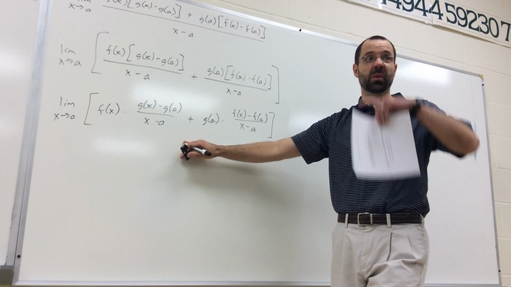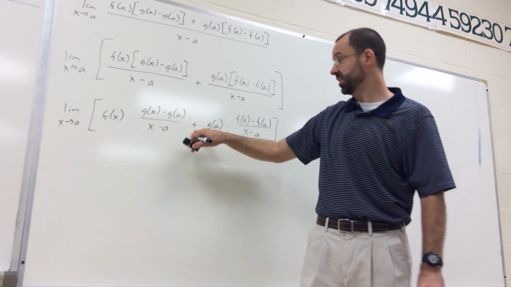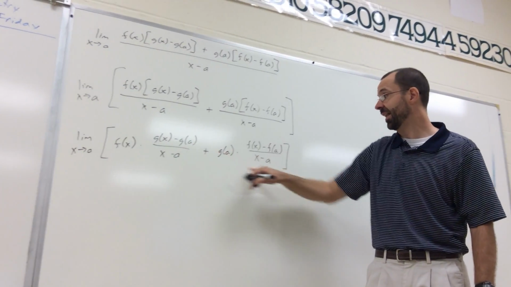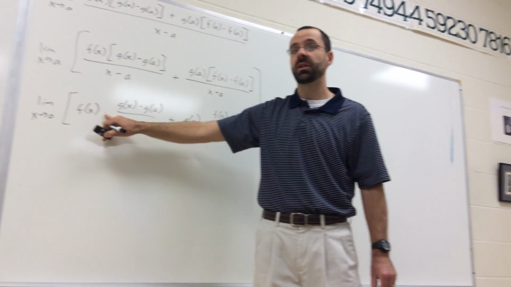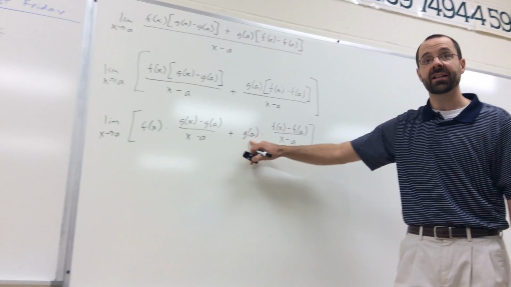Okay, now I'm just going to do a bunch of limit laws. So this limit can go past this plus. So I could take the limit of that plus the limit of that. And also the limit can go past times. So then I'm going to take the limit of that times the limit of that plus the limit of that times the limit of that.